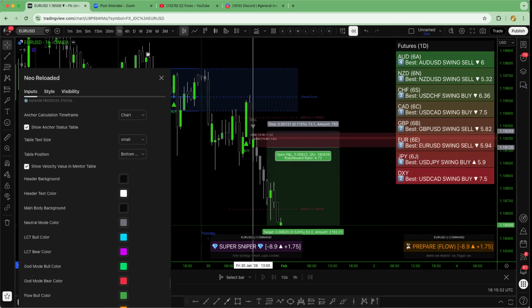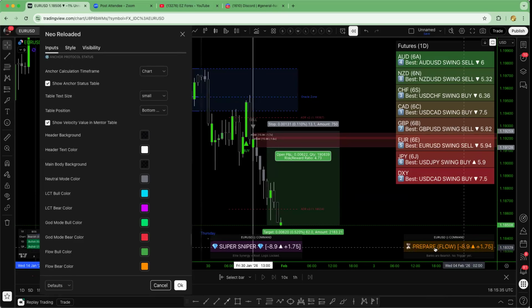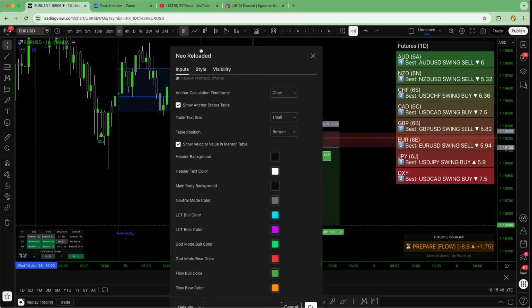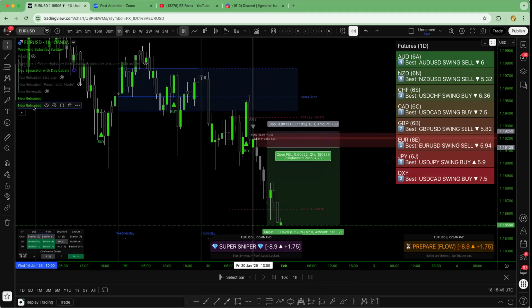Okay, no, this is live market. So you can see now it's obviously doing this time frame. You can see this one is the 1 hour because I'm on the 1 hour chart and now saying the same thing. But this is my secondary table. I added a secondary Neo Reloaded, as you can see here. If you look on the left of my screen, I've got two.